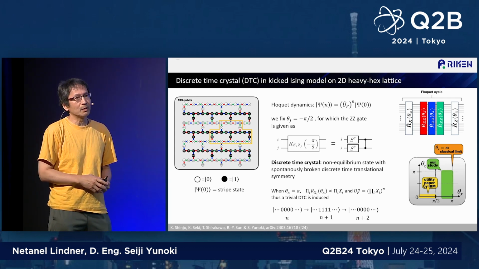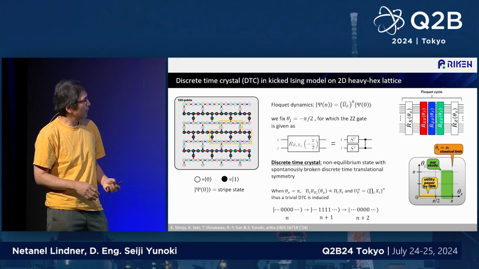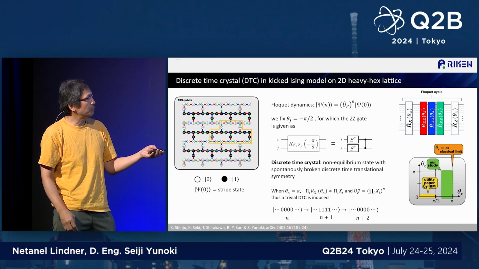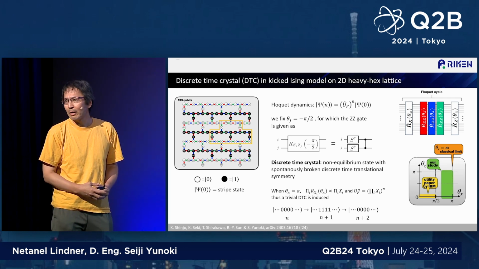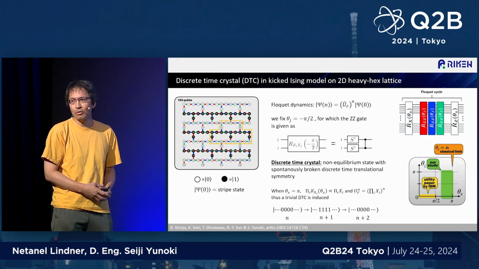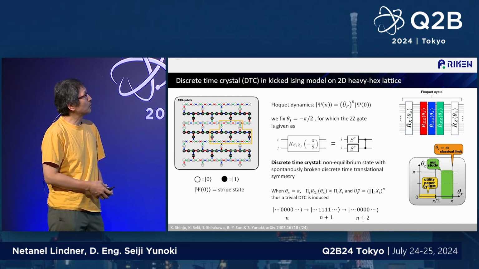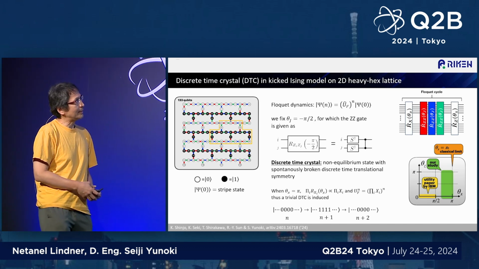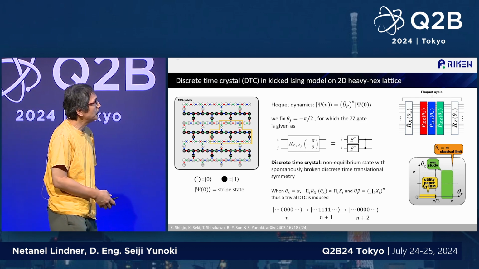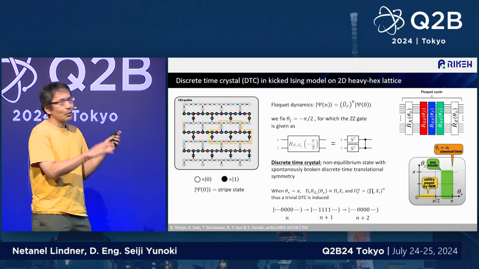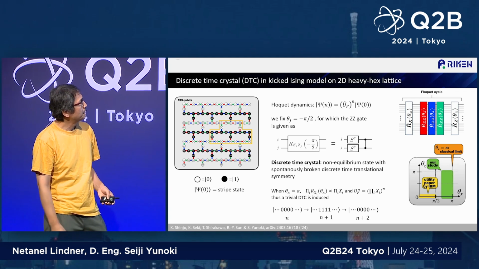One of the most promising applications that may have a quantum advantage is quantum dynamics. Here, very recently, in our arXiv paper, we explored dynamics of the kicked Ising model on a two-dimensional heavy hexagonal lattice using IBM quantum computers, which shows the so-called discrete time crystal. Discrete time crystal, DTC, is a non-equilibrium state with spontaneously broken discrete time translational symmetry, starting with stripe-like states as the initial state shown in the left panel.